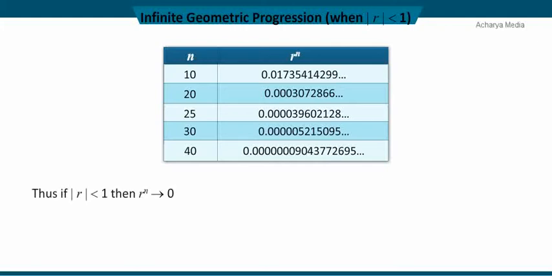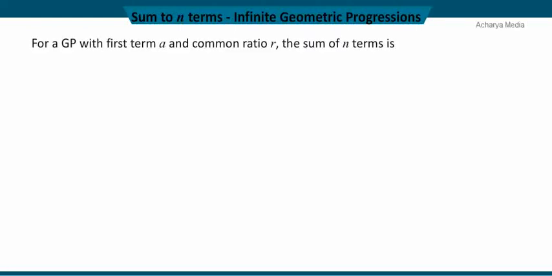Thus, if the modulus of r is less than 1, then r to the power n tends to 0 as n becomes larger. Sum to n terms, infinite geometric progressions. For a GP with the first term a and common ratio r, the sum of n terms is Sn is equal to a into (1 minus r to the power n) divided by (1 minus r), which is equal to a divided by (1 minus r) minus a into r to the power n divided by (1 minus r).